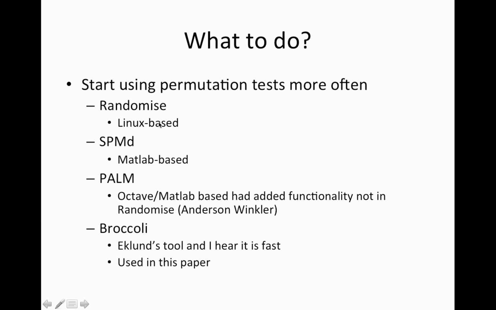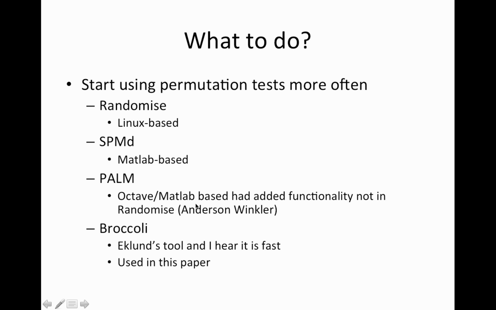This is FSL based, but it's command line, and really all you need is a 4D NIfTI file that you dump into it, and a design matrix and a contrast, but those are really easy to construct. So Randomise can be used basically with any NIfTI file that you have lying around. SnPM is a MATLAB based toolbox. They're both developed, I think, by Tom Nichols, so they should be pretty similar.